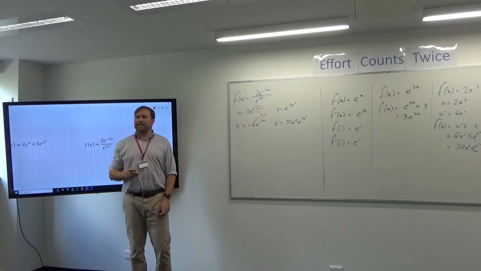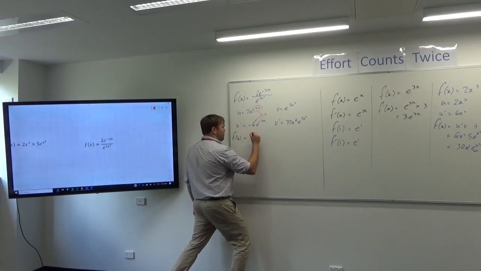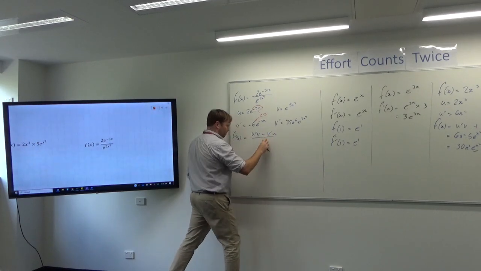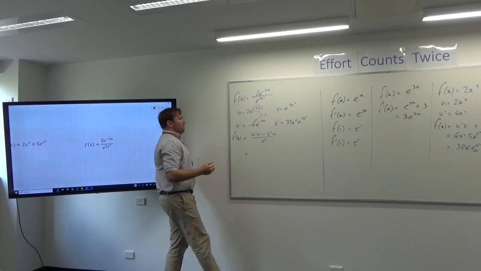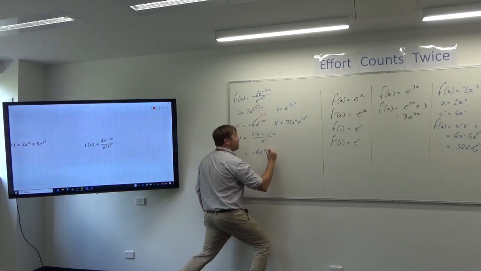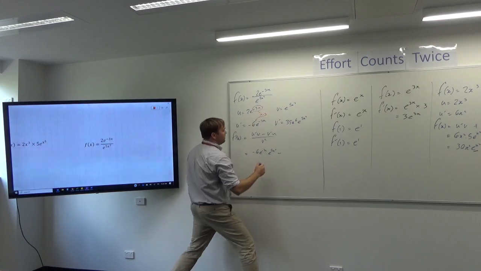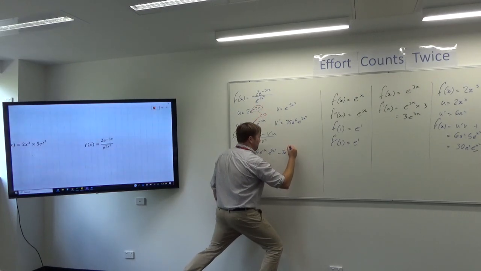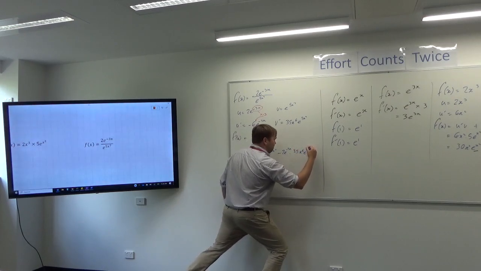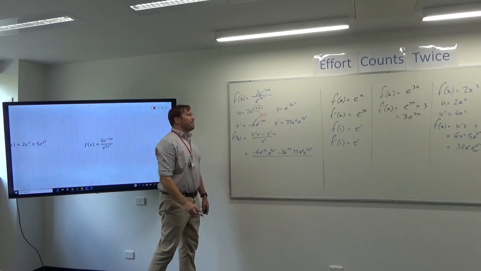And then, this is going to be a little messy. I'll probably start by writing the rule so I don't mess it up. f dash x equals u dash v, take v dash u, over v squared. u dash v, minus v dash u, over v squared.